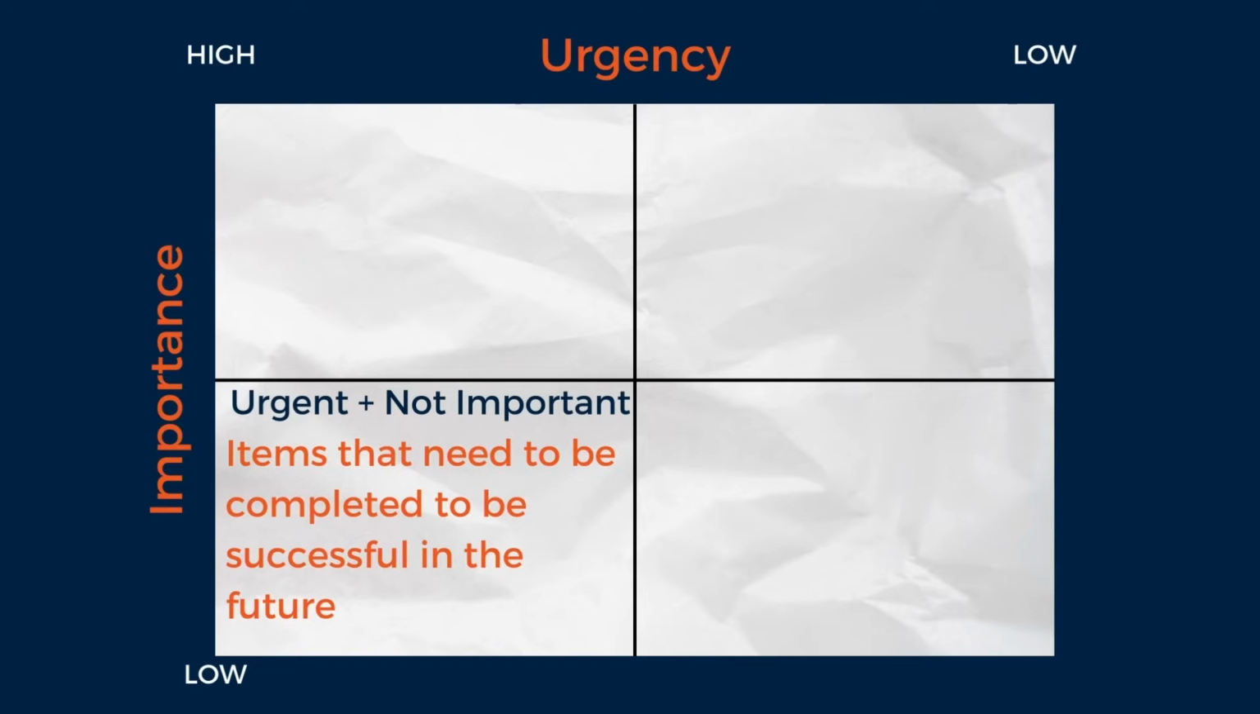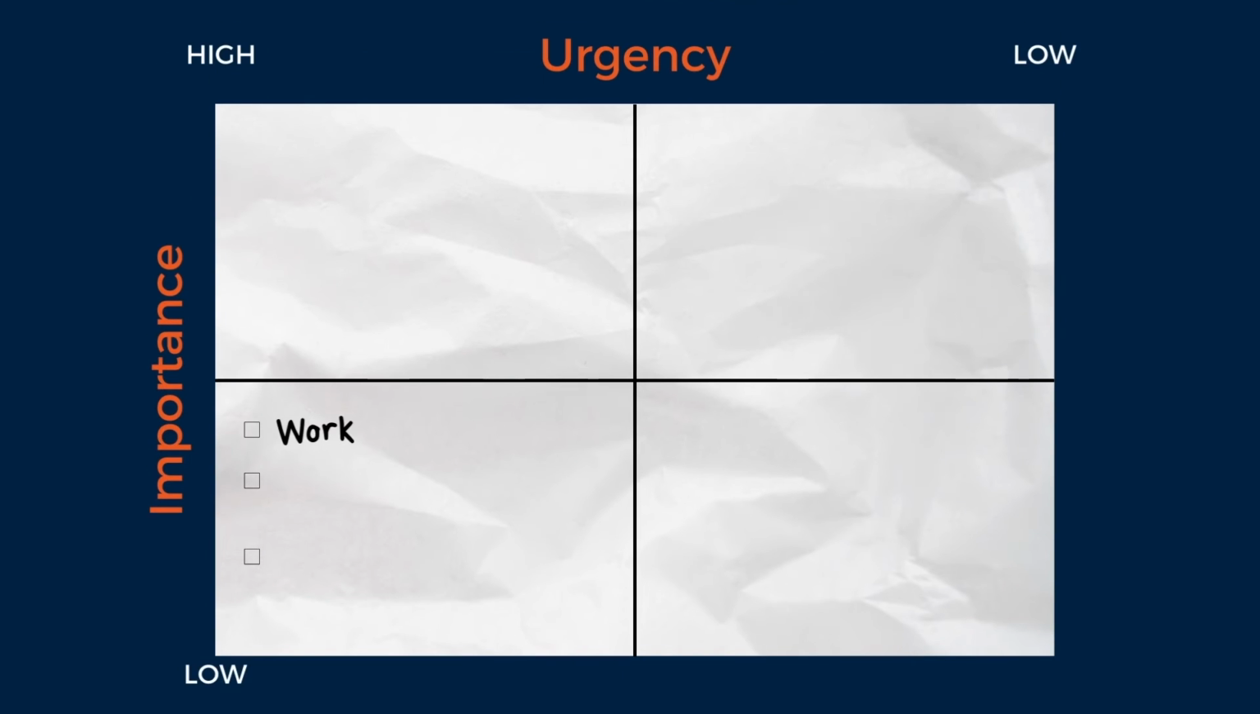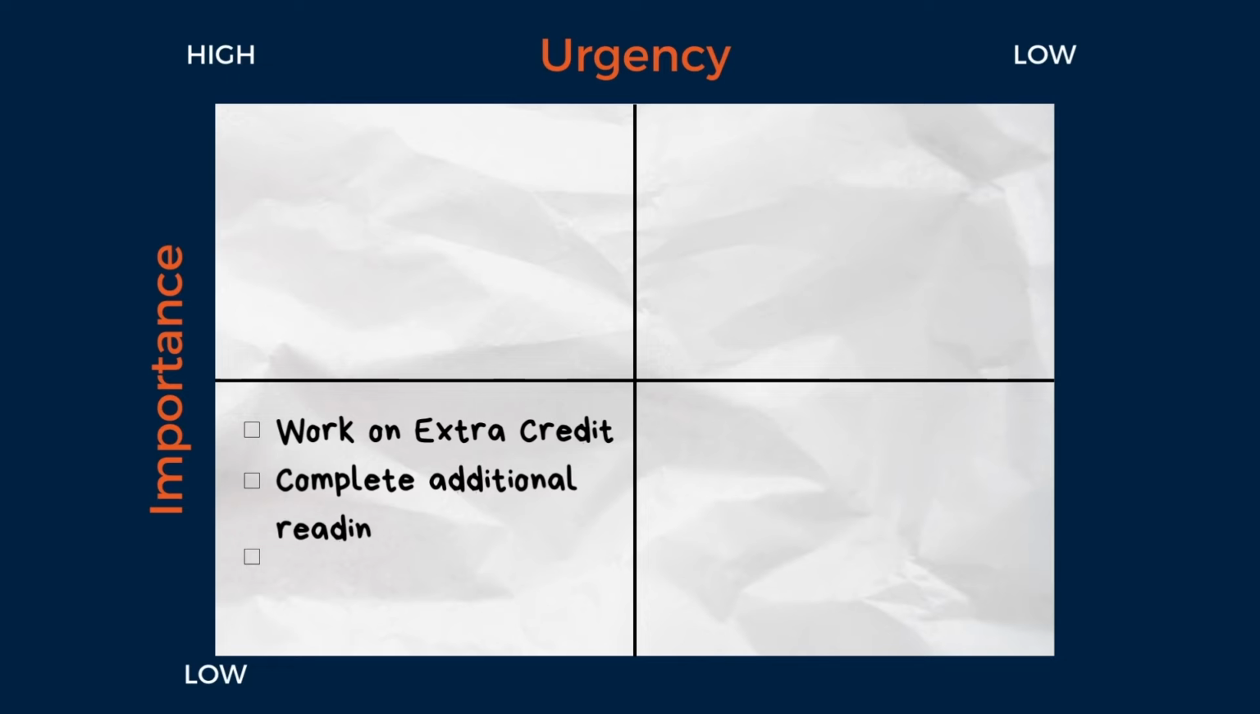Quadrant 3 is reserved for items that are not important but still urgent. This quadrant will often remain empty. If you do have any items, you want to make sure that they will help you out in the long run. Some examples for this quadrant would be working on extra credit, completing additional readings, or watching supplementary videos.